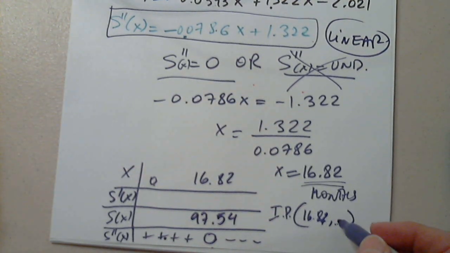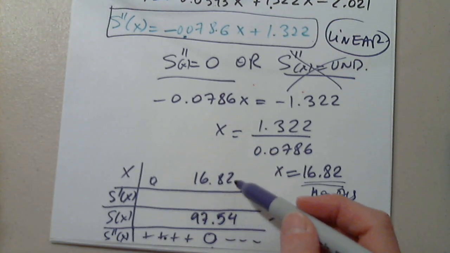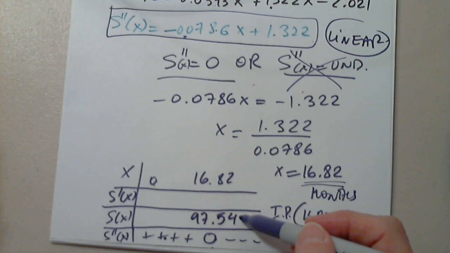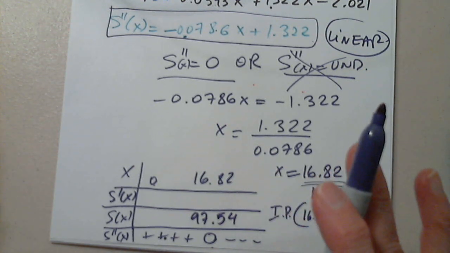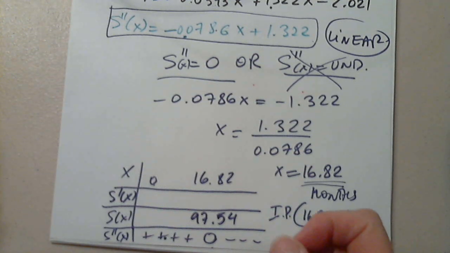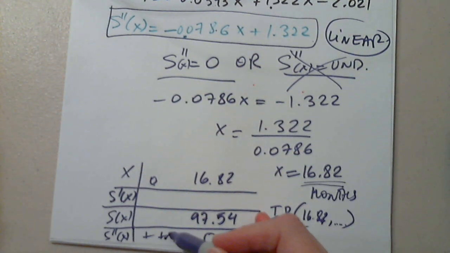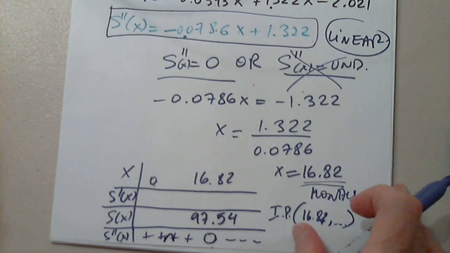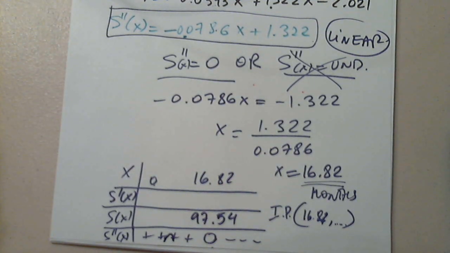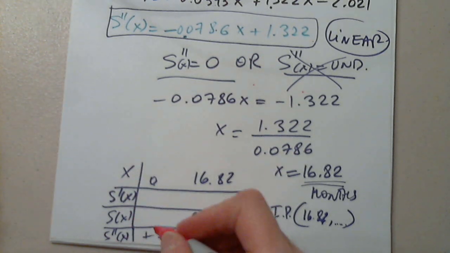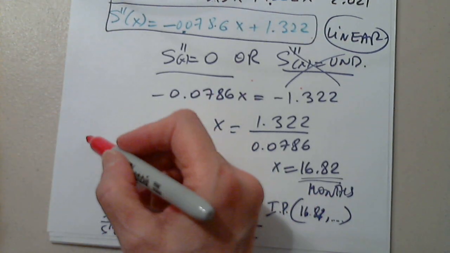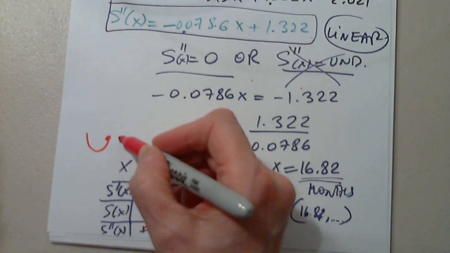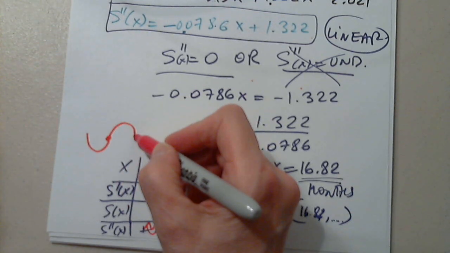So we determined the inflection point, 16.82, 97.54 million. 16.82 months, 97.54 million. We determined that. Now, notice what happens. So the function here opens, oops, let me use a different color. The function, where's my red? Okay, here it is. So the function here opens upward, and the function here opens downward. So it opens up to the inflection point, and then opens down.